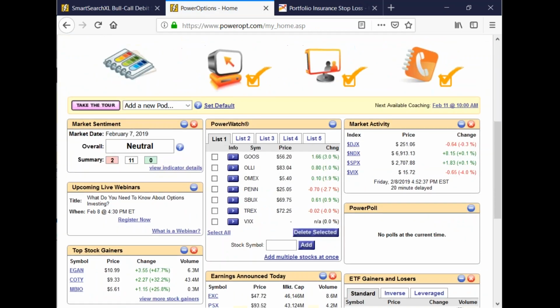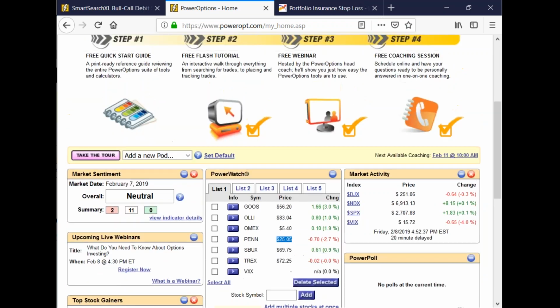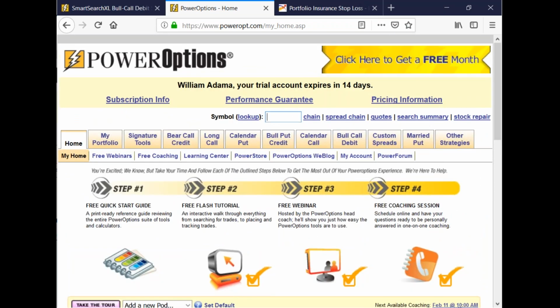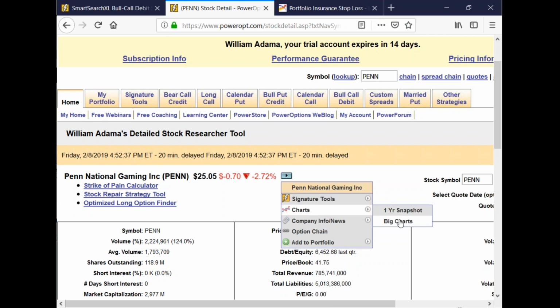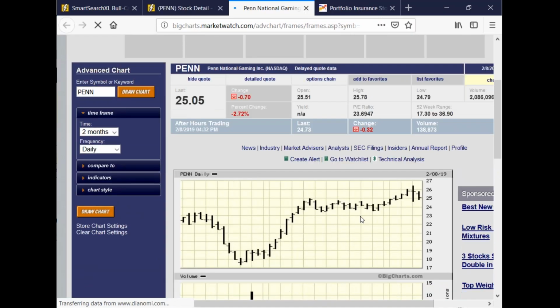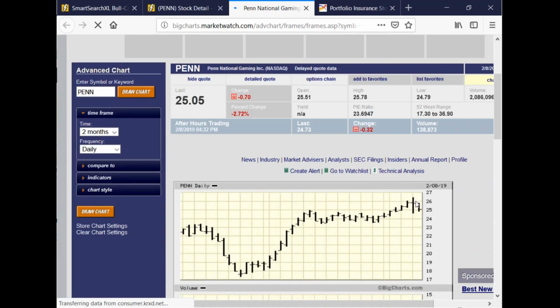Sometimes you can't avoid assignment if it's a sudden drop. And I don't think Penn is one of those. T-Rex is not one either. But I'm going to try Penn. It's a position I traded a long time ago as a married put about 1.5 years ago. I just want to take a look at the price for Penn here. Oh, okay, we'll go this route.